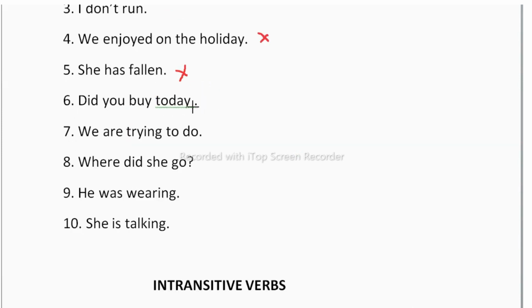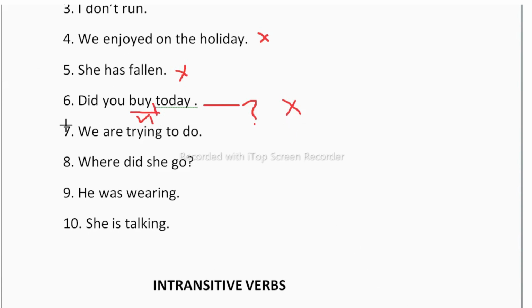Did you buy today? What did you buy today? No object is here. Did you buy food today? Did you buy fruit today? So no object is here after this verb. So this is also an intransitive verb. No object after this "buy." If an object was there, we could obviously put a right tick mark over here, but no object. Did you buy what? What is missing here? No object here. That's why we are putting a cross mark over here.